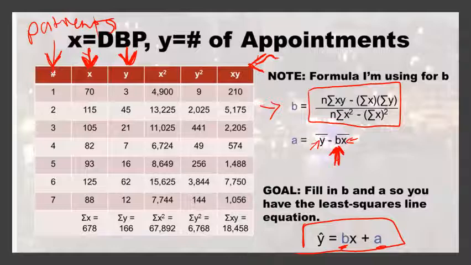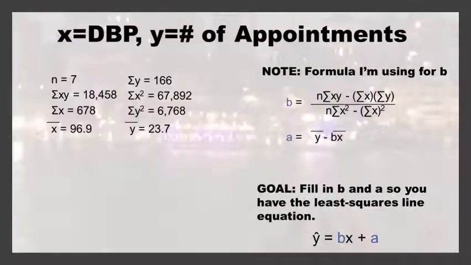You are always going to have a Y with a hat on it equals whatever your B is, so whatever number, this is going to be a number, times X. X is always just going to be X, right? It's going to be there, plus whatever you calculated for your A, whatever your y-intercept ends up being. Also, another thing you want to point out is that if A ends up being a negative number, then you're going to have a minus sign right here instead of a plus.